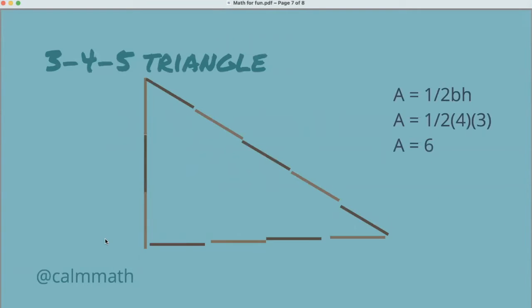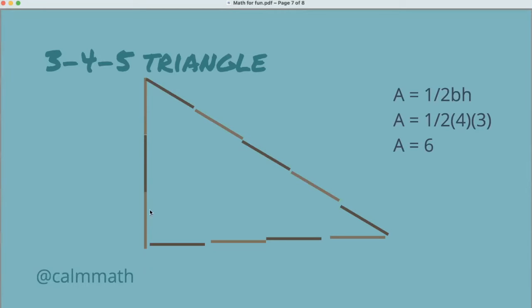My first thought was to make a 3, 4, 5 triangle. So a 3, 4, 5 triangle is a standard right triangle, and one of the sides is 3, one of the sides is 4, and then the hypotenuse, or the long side across from the right angle, is 5. And 3, 4, 5 triangles are always proportionate. So it could be 6, 8, 10. It could be 12, 16, 20. So it's always going to break down to the proportion of 3, 4, 5.